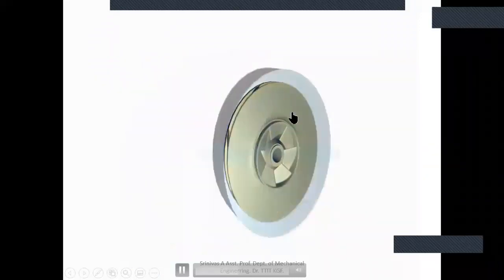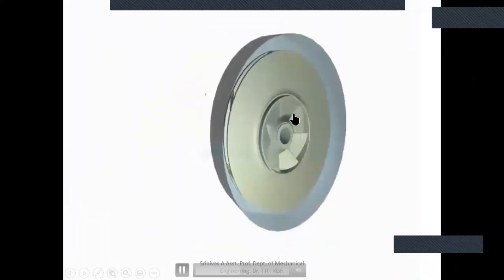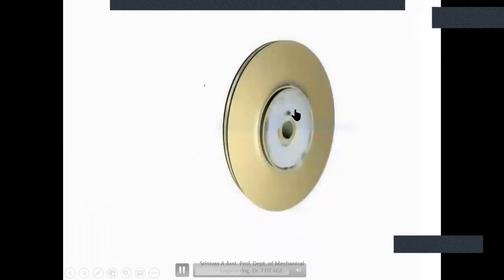Why is it made this way? So when the impeller starts rotating, water will be taken in over here, at the eye of the impeller, because of the high rotational speed. The water will be moving outside because of centrifugal force.